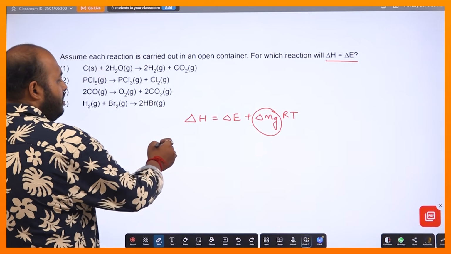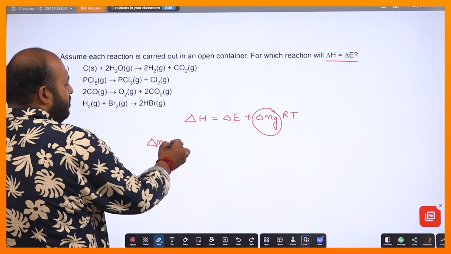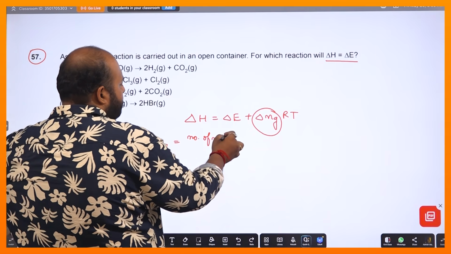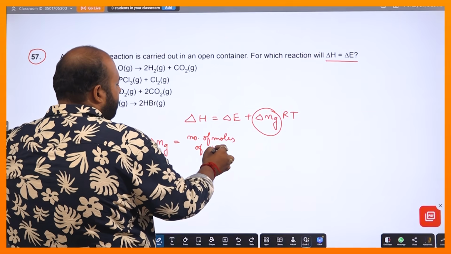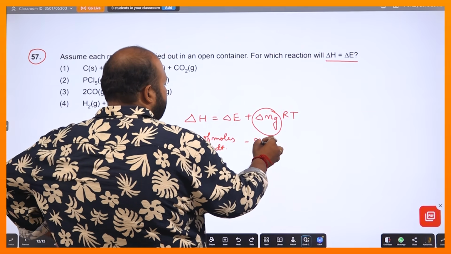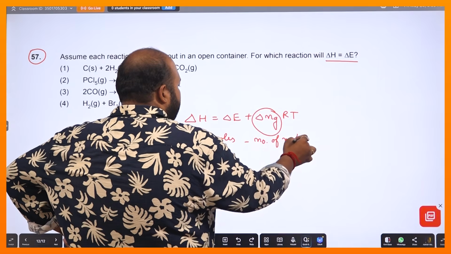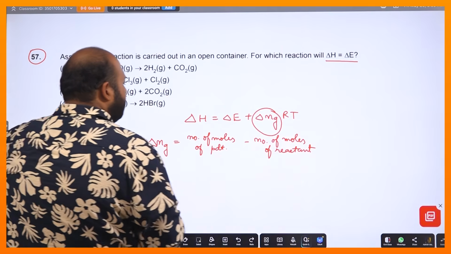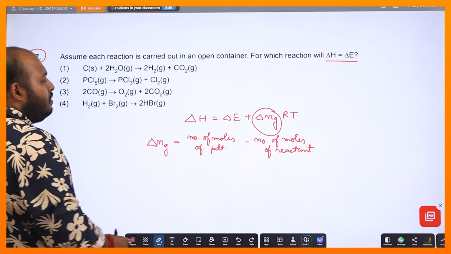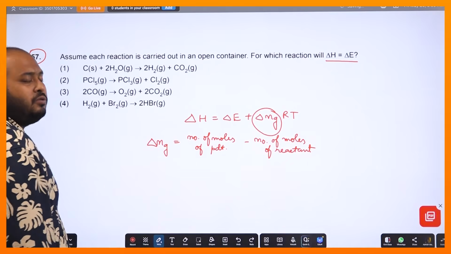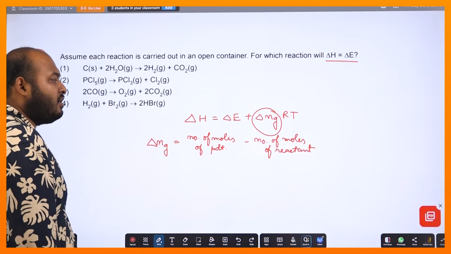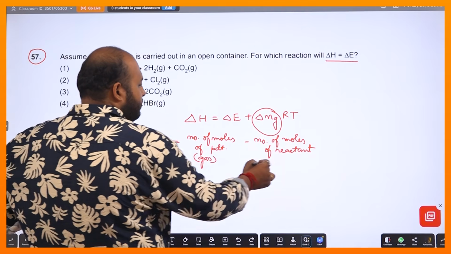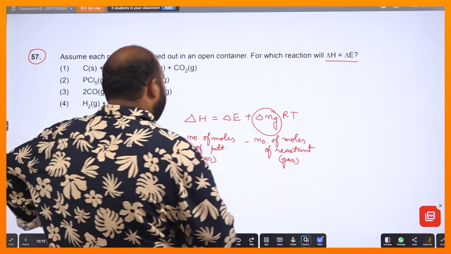So what is del Ng here? Del Ng is the number of moles of product minus the number of moles of reactant. One small addition: it is the gaseous product and the gaseous reactant, so both will be in gas. Now let us check.